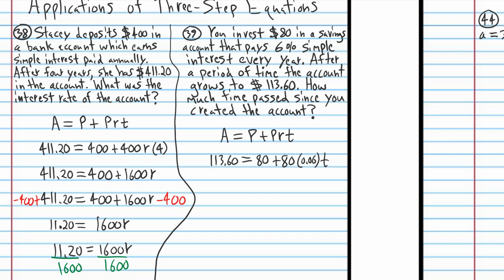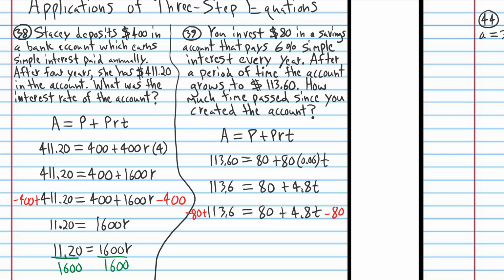All right, so first step is to simplify, and I can just get rid of that ending 0 on the 113.6. And so now, get your calculator out. 80 times 0.06 is 4.8. So all I did was just multiply those two numbers. And now I'm going to perform an operation on both sides of the equation, just like we did before. So minus 80, and I've got very little room here. Minus 80.